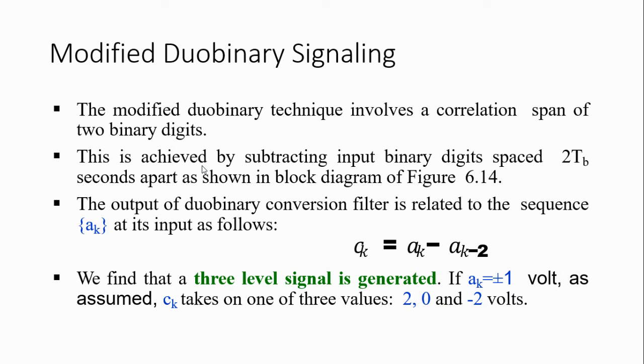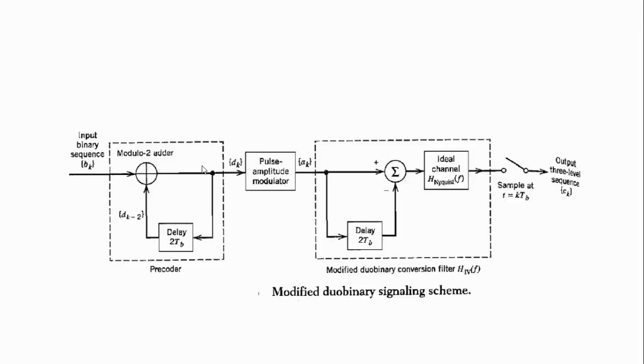The output of the duo binary conversion filter is linked to a_k. Here, c_k equals a_k minus a_(k-2). Here, a three-level signal is generated. For a_k equal to plus or minus 1 volt, c_k takes any one of the three values: 2, 0, minus 2 volts. This is the modified duo binary code.